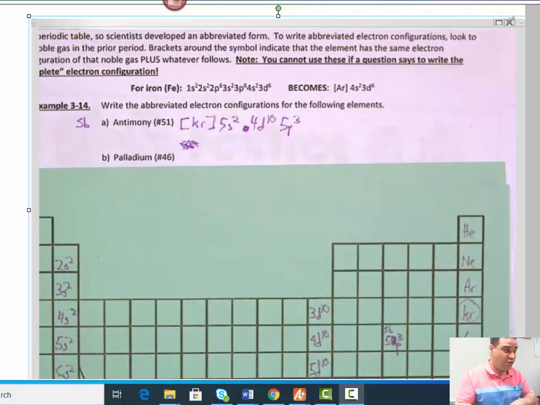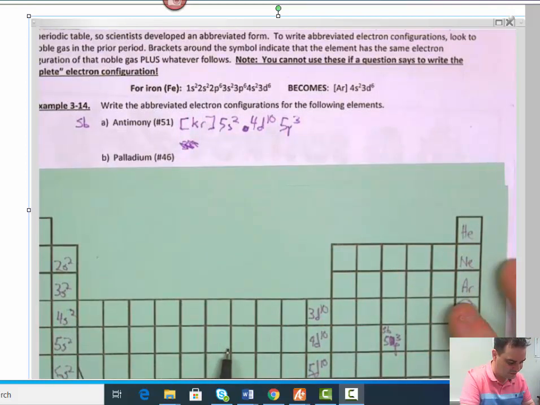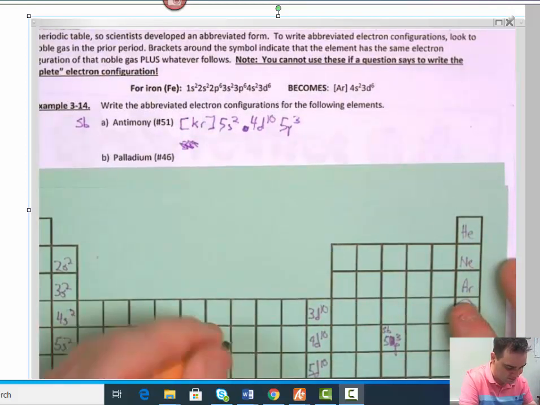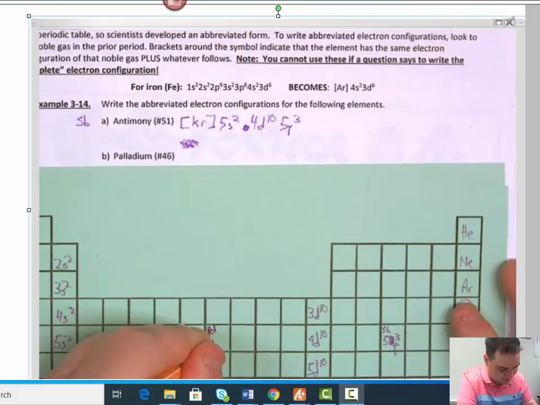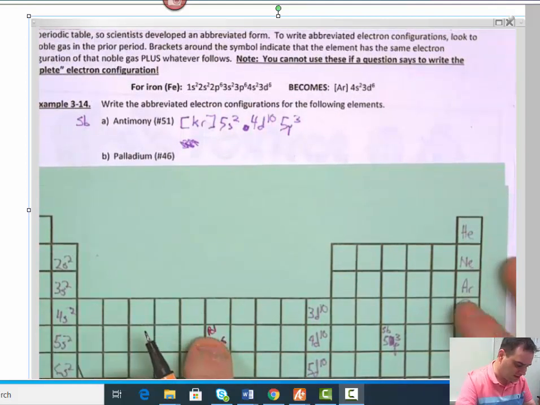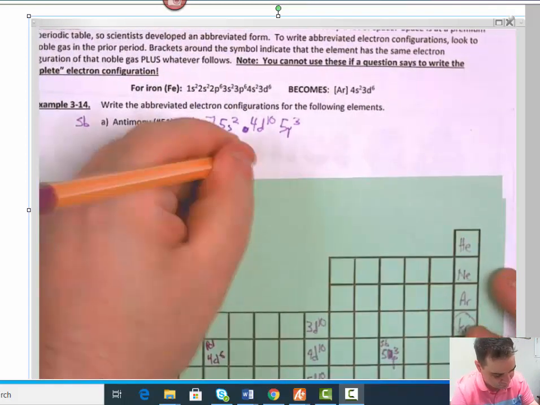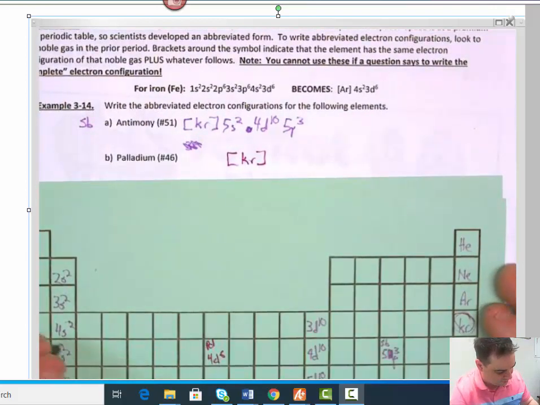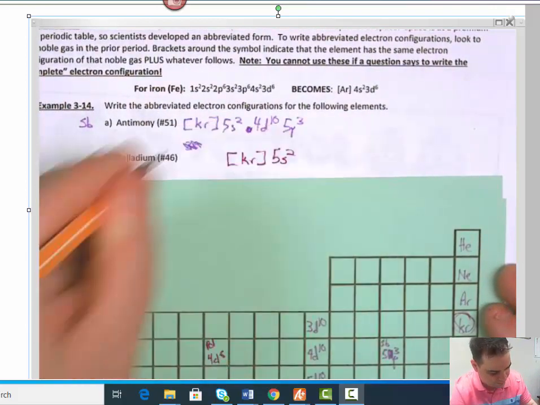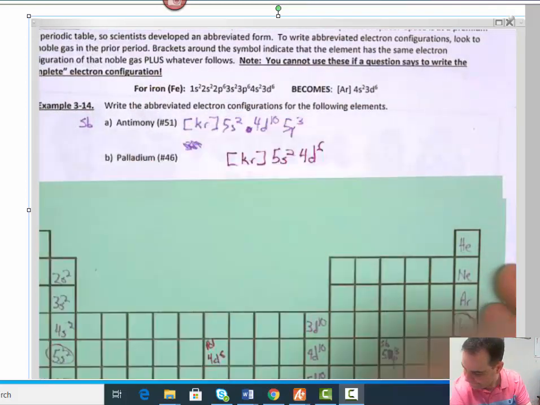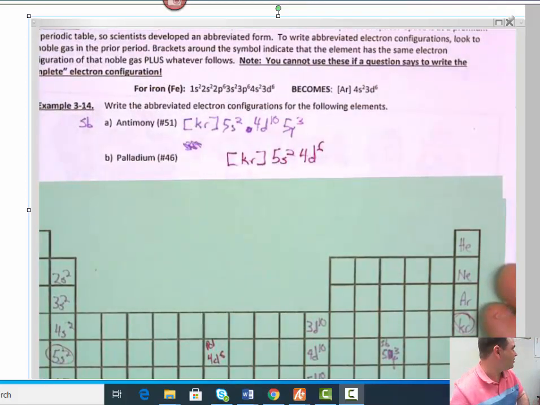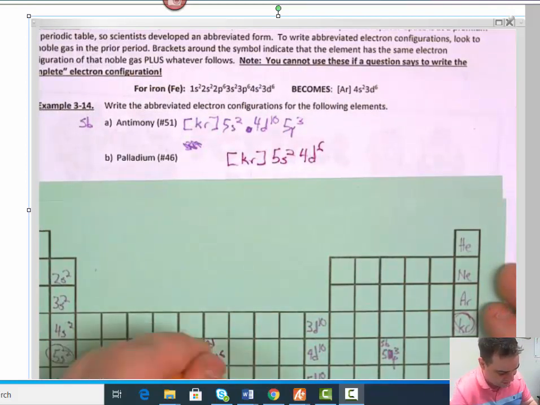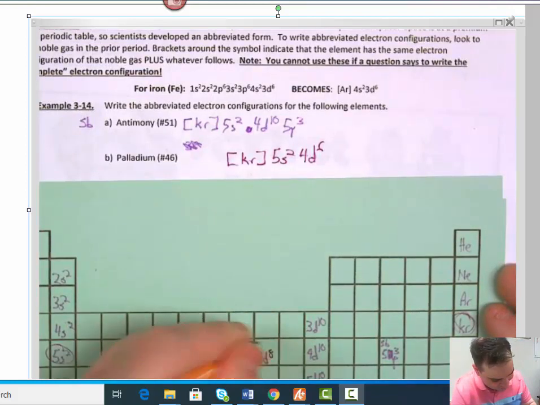Okay, palladium, which is Pd. That is 2, 4, 6 blocks over here, I believe. This is palladium right here. 4d6. So again, we go to the noble gas before it, which is krypton again. So we put brackets, krypton, and then we continue on from here. 5s2, 4d6. Did I put in the wrong square? I did. That is not palladium right there. I lied. This is 4d8 right there.